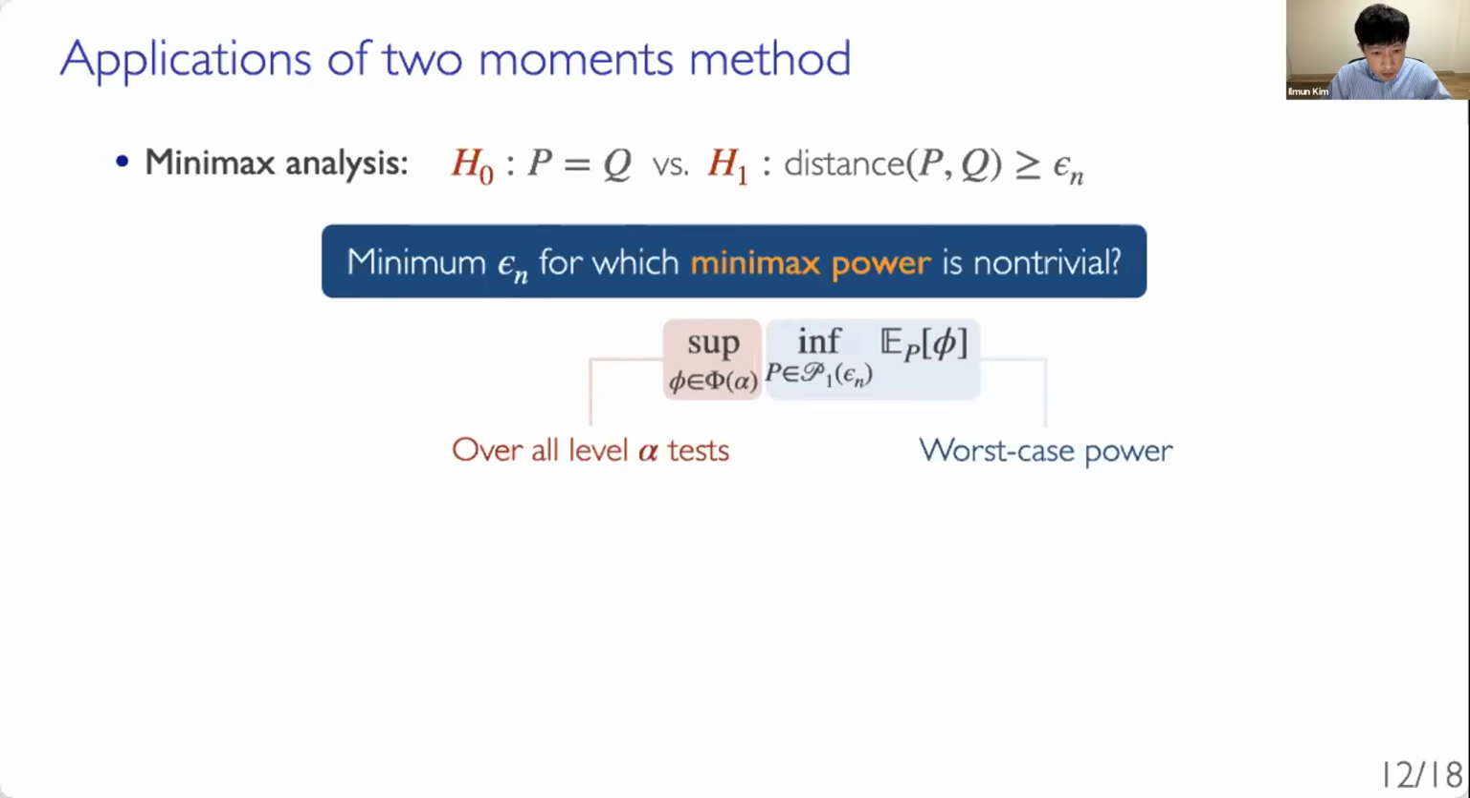In this setting, the minimax power is defined as the worst case power of an optimal test over the subset of alternatives where the distance between P and Q is at least greater than epsilon n. Mathematically, the minimax power is defined as the supremum over all level alpha tests, of the infimum power of a test over the subset of alternatives.